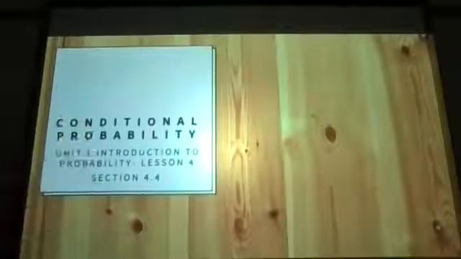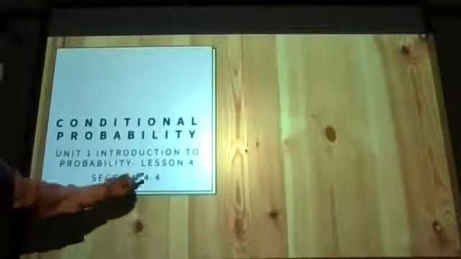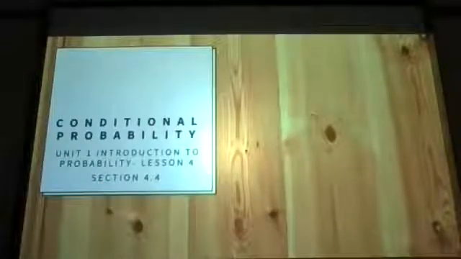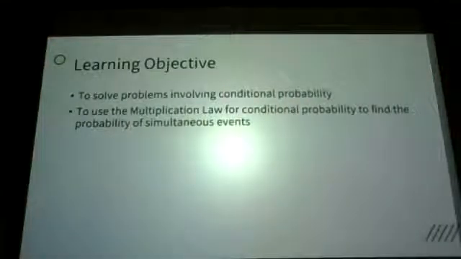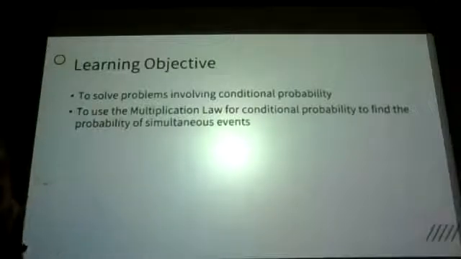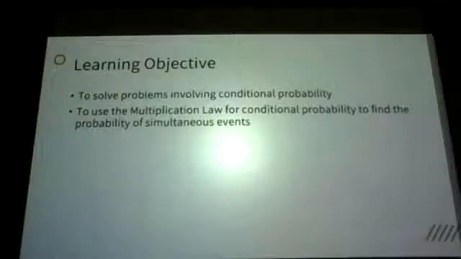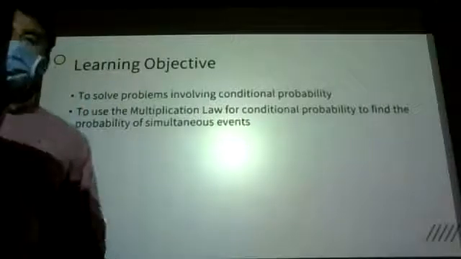So the lesson today is on conditional probability. If you're looking at the textbook, it's going to be section 4.4, okay? What we're going to talk about today is what conditional probability means and how we can use that to solve problems. And then we're going to talk about the multiplication law for conditional probability. We'll talk about that in a little bit.